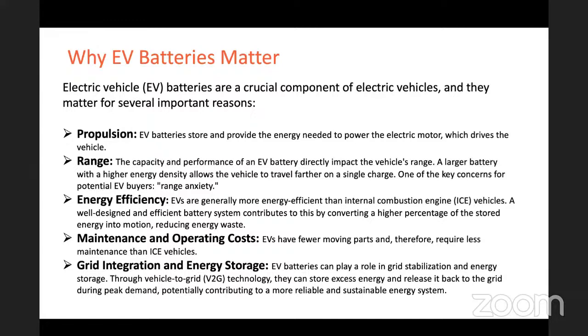And the last option is grid integration and energy storage. This, of course, is not practiced, but it can be thought of in case of a grid stabilization requirement. The EVs can feed the grid and balance the grid when the grid is unstable.